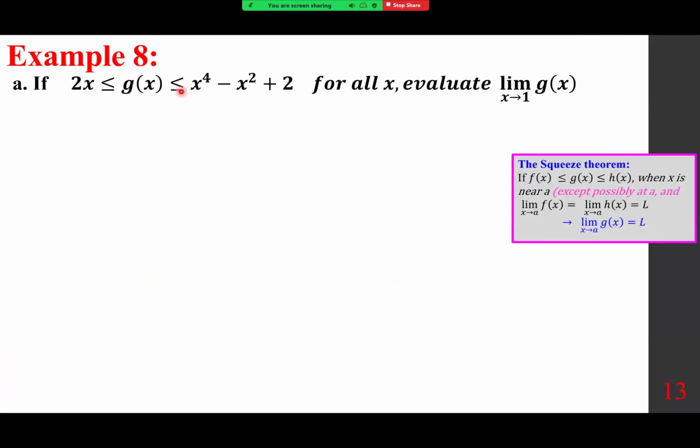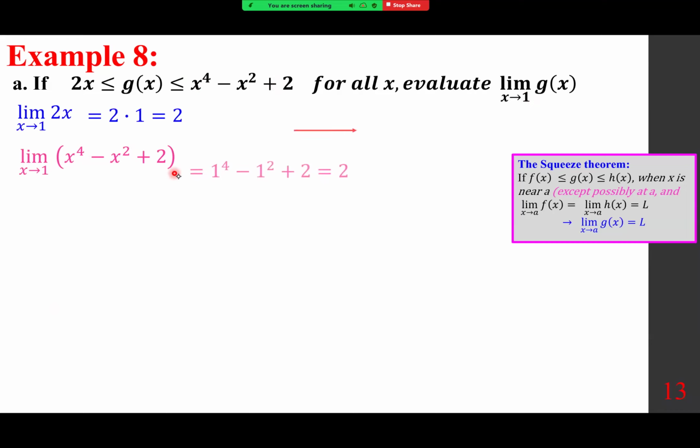g of x is sandwiched between 2x and x to the power of 4 minus x squared plus 2, for all x. Evaluate the limit of g of x as x approaches 1. So we are going to find the limit of the left side and the right side as x approaches 1. Clearly, this is 2 times 1, or 2. We do the same thing to the right side of this inequality. If we plug in 1, we get 1 to the power of 4 minus 1 squared. They cancel each other, plus 2, and the answer is 2.